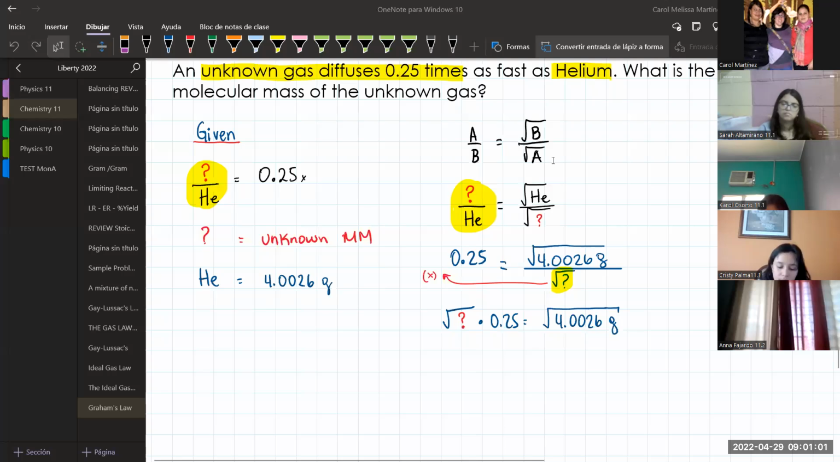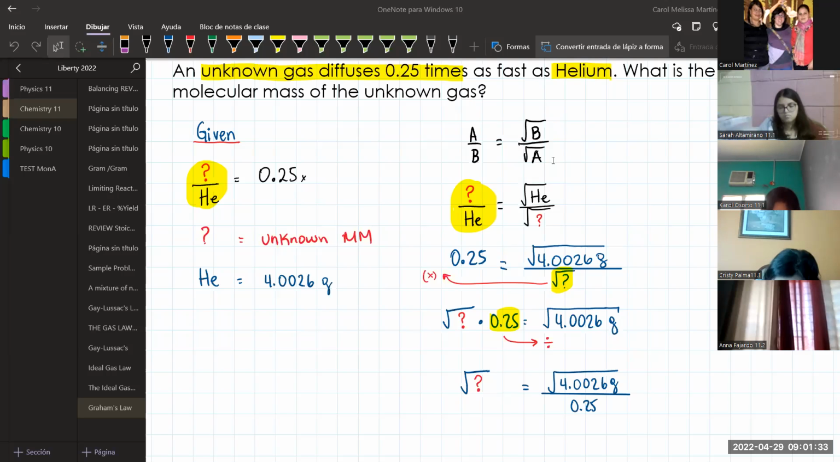Now, this 0.25 is multiplying my unknown. That means that I'm going to send it to the other side to divide. So the square root of unknown is equal to the square root of 4.0026 grams divided by 0.25. How much is this? 8. And remember that those grams are under the square root. 8 square root of grams. That's the correct way to do it.